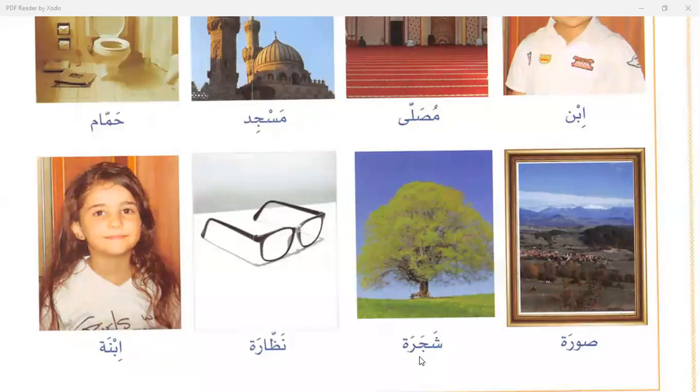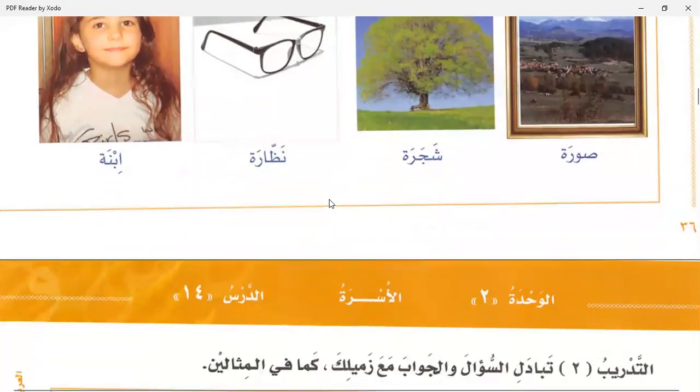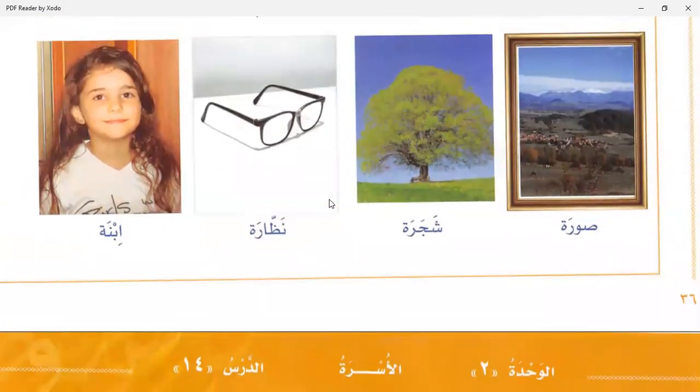Adiyat, answer. Hazihi هي الشجرة. Okay. أين النظارة؟ هذي هي النظارة. أين الابنة؟ هذي هي الابنة. Any lady has any question, she can ask me.